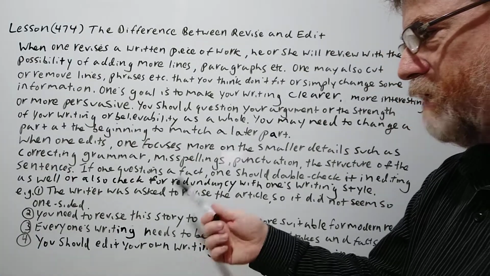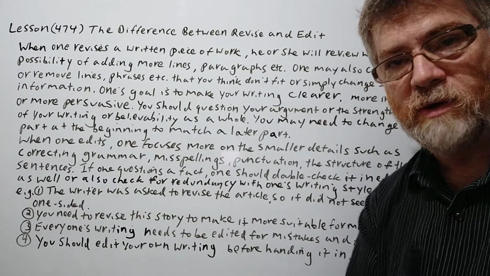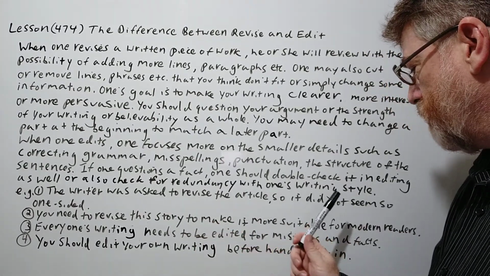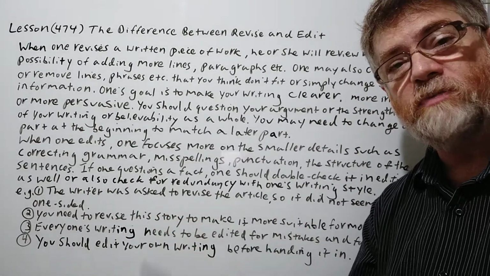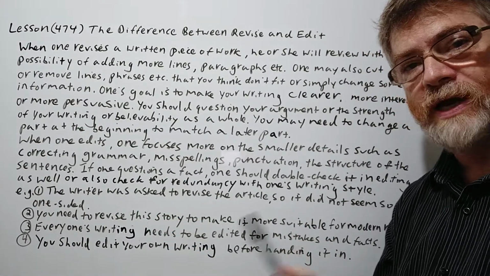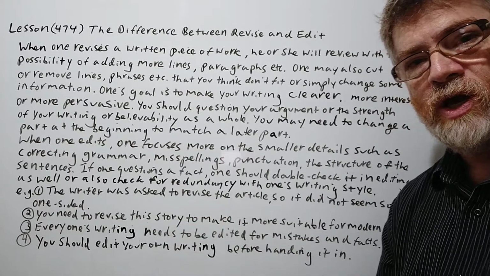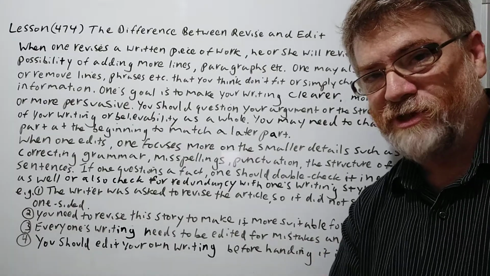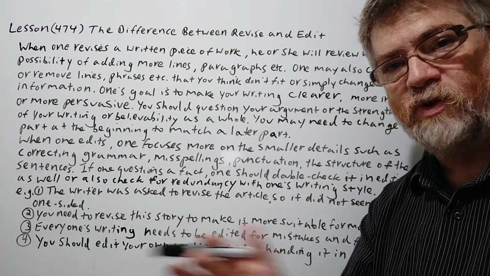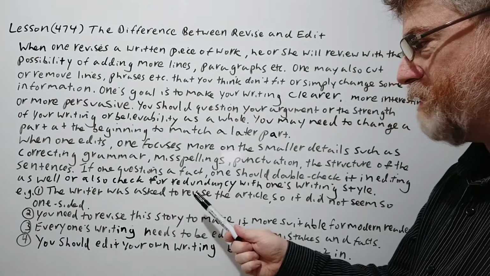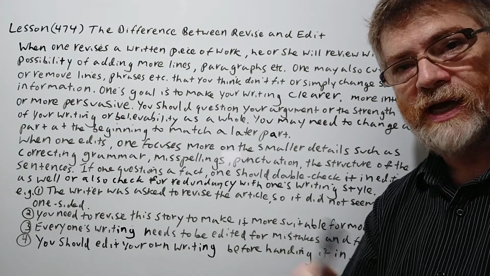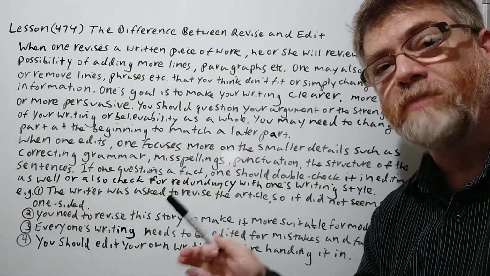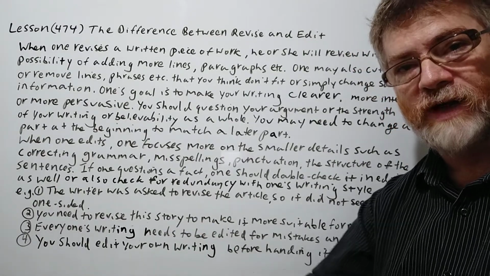Okay, and we have 4 examples to just show how we would use it. The writer was asked to revise the article so it did not seem so one-sided. This would be revising because you have to probably do a lot of writing. One-sided, maybe he wrote it in a way that sounded very biased. And technically, writers are not supposed to do this. They're supposed to give viewpoints on both sides. So maybe the head editor asked this writer to write this over because it sounded like he was favoring one side too much. So he wants him to revise it.